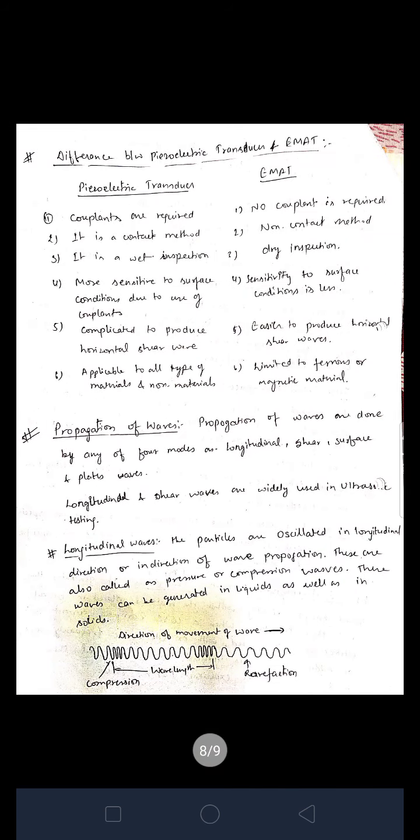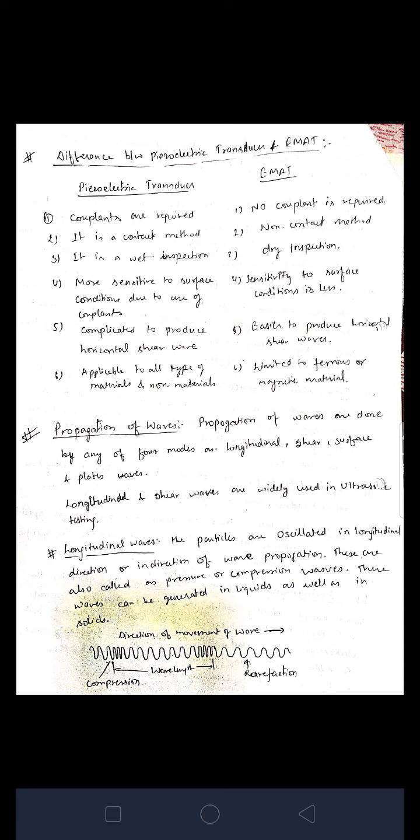Okay, how many types of wave propagation are there? There are 4 types: longitudinal wave, shear wave, surface wave and plate wave. But mostly longitudinal waves and shear waves are widely used in ultrasonic testing, right?